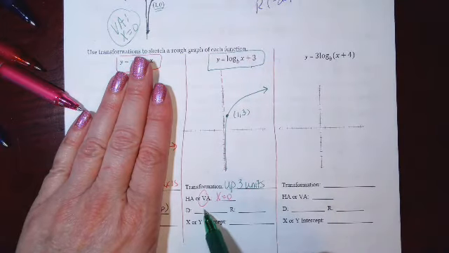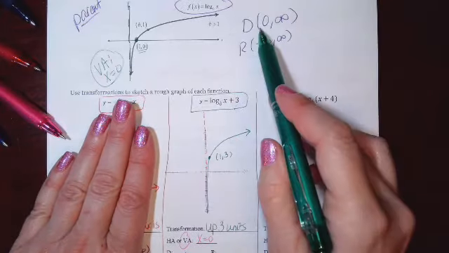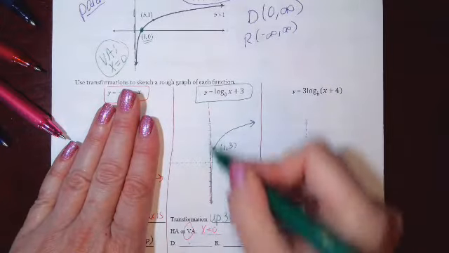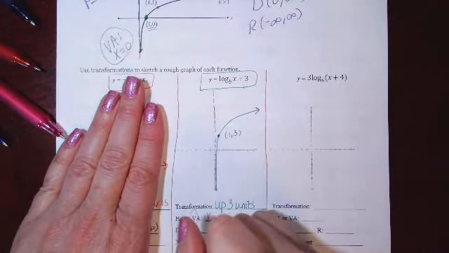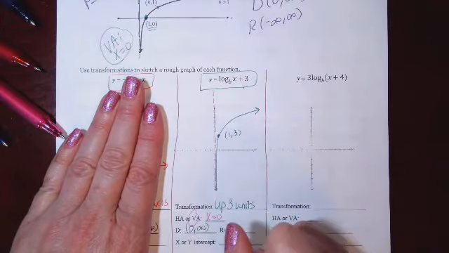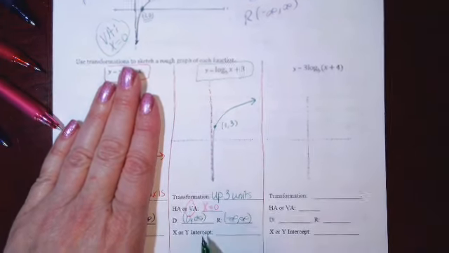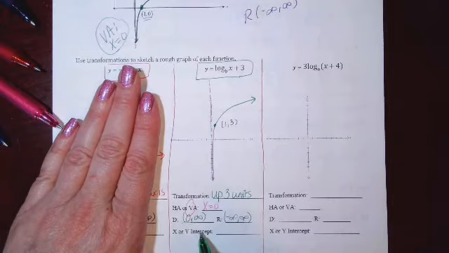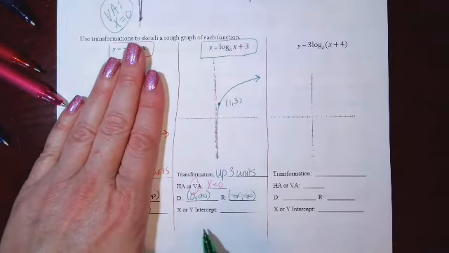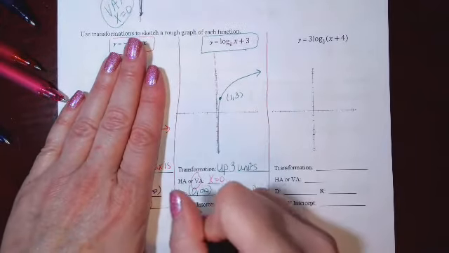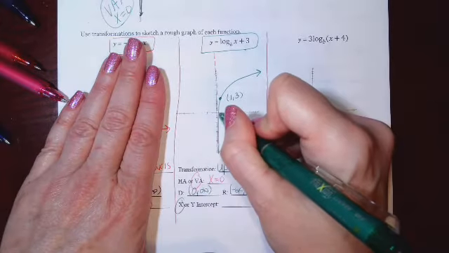Did my domain change from the parent function? Well, no, because I still have the same vertical asymptote. So my domain is 0 to infinity. Range, all real numbers, stays all real numbers. Now my x-intercept happens when y is 0, right? I still have an x-intercept right there.